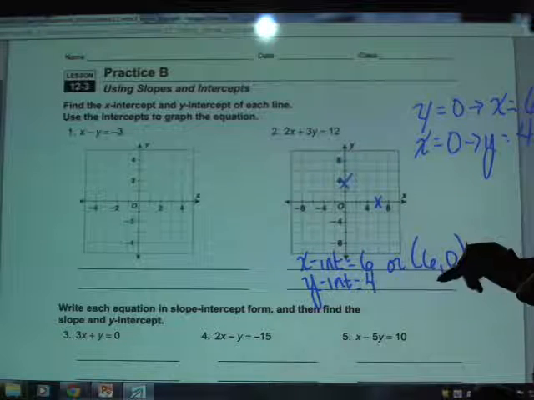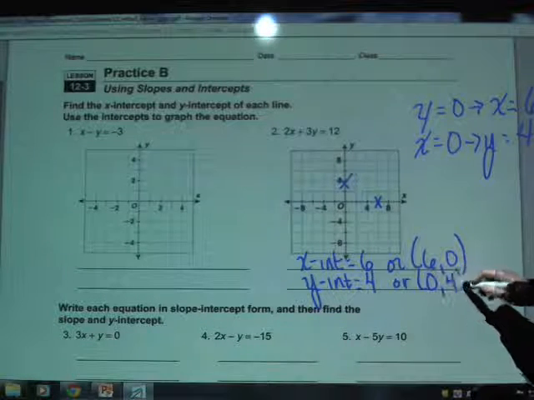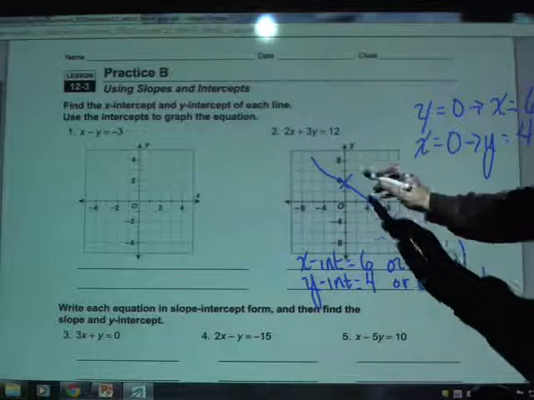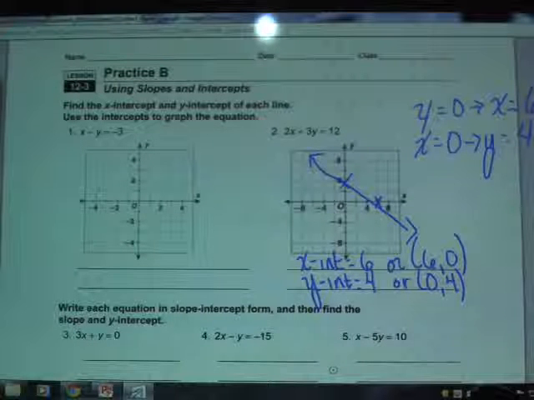Put that dot there at 4. If you want to write it as a point, we can write (0, 4), and we'll connect those points, and there's the graph of the line for 2x plus 3y equals 12.